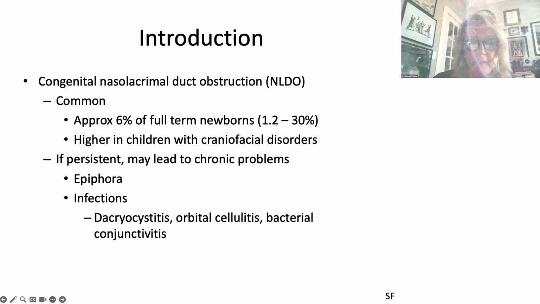Congenital nasolacrimal duct obstruction is quite common. Reports range from 1.2 to 30% of full-term newborns have this condition, but a number of about 6% is often quoted. It's higher in children with craniofacial disorders and other anomalies. And if persistent, it can lead to chronic problems into childhood and adulthood with epiphora and the risk of infections such as dacryocystitis, orbital cellulitis, or bacterial conjunctivitis.